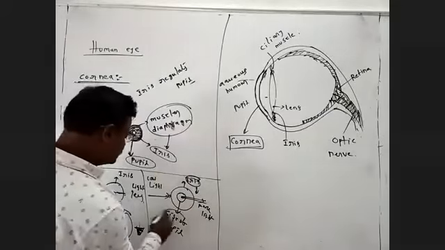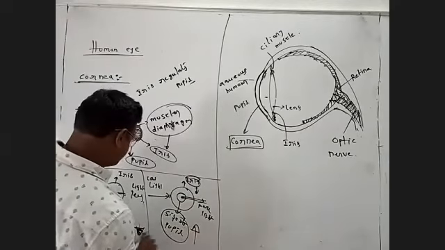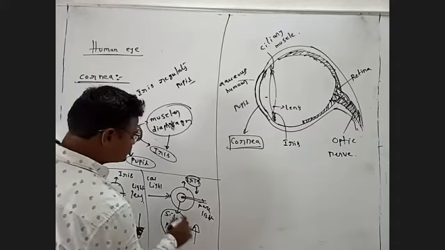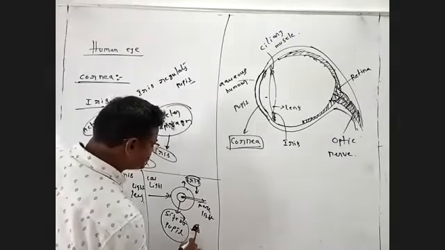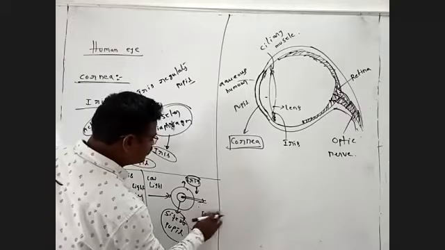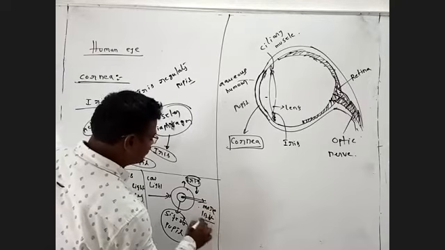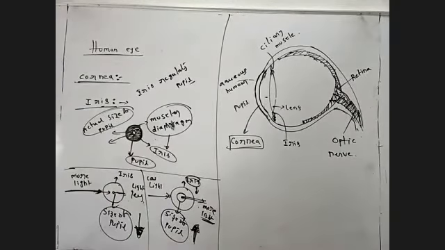The size of the pupil increases. When the size of the pupil increases, what happens? Some more light is allowed. The pupil allows more light.